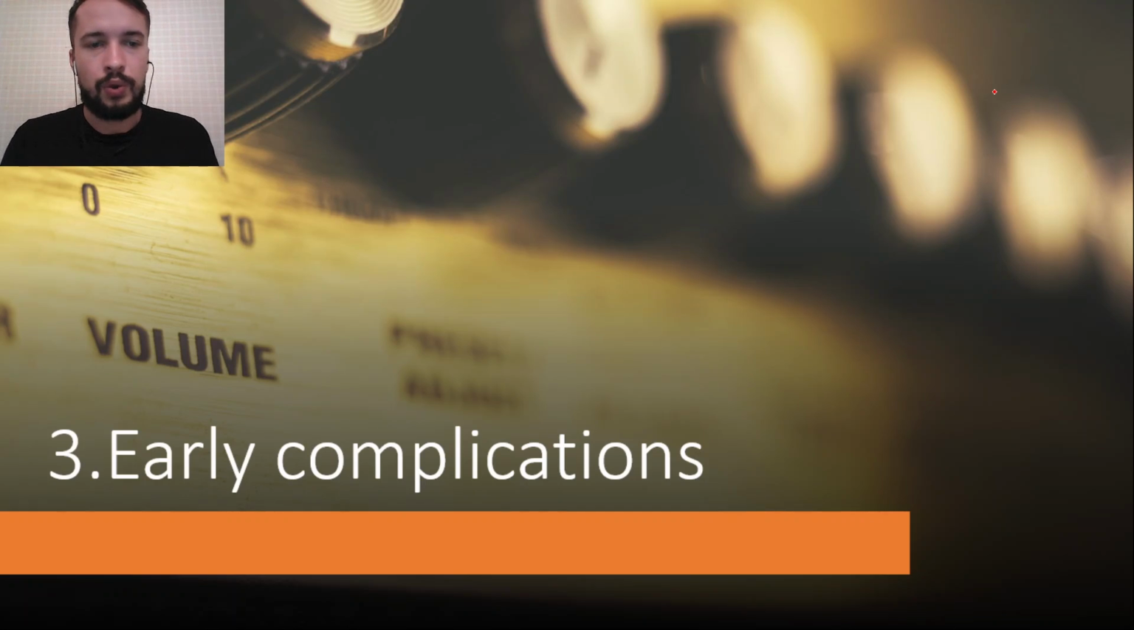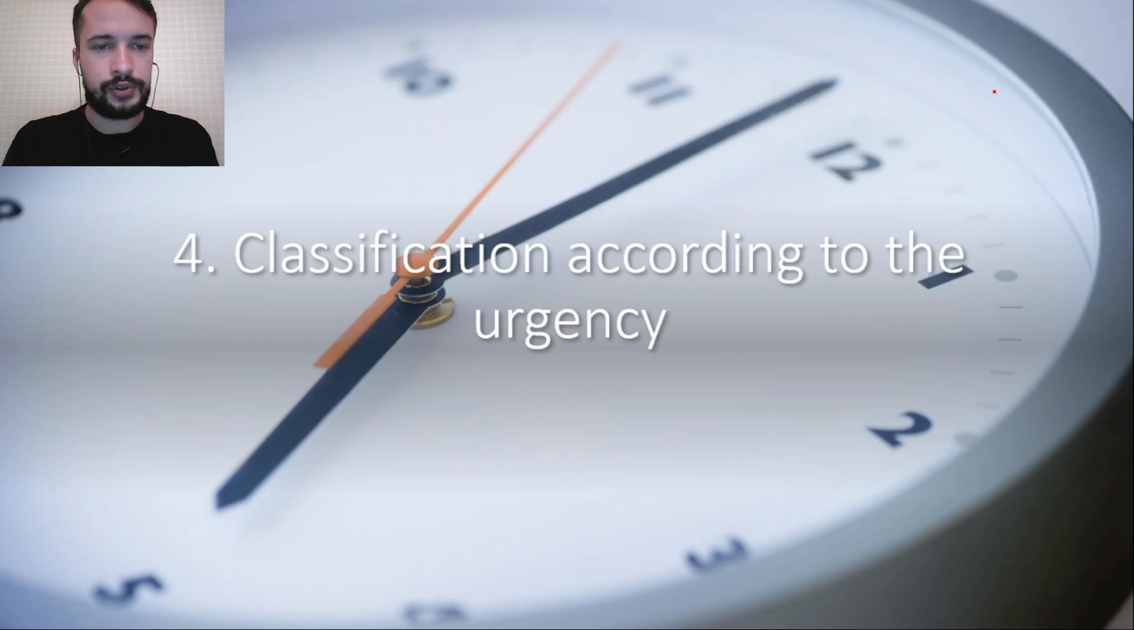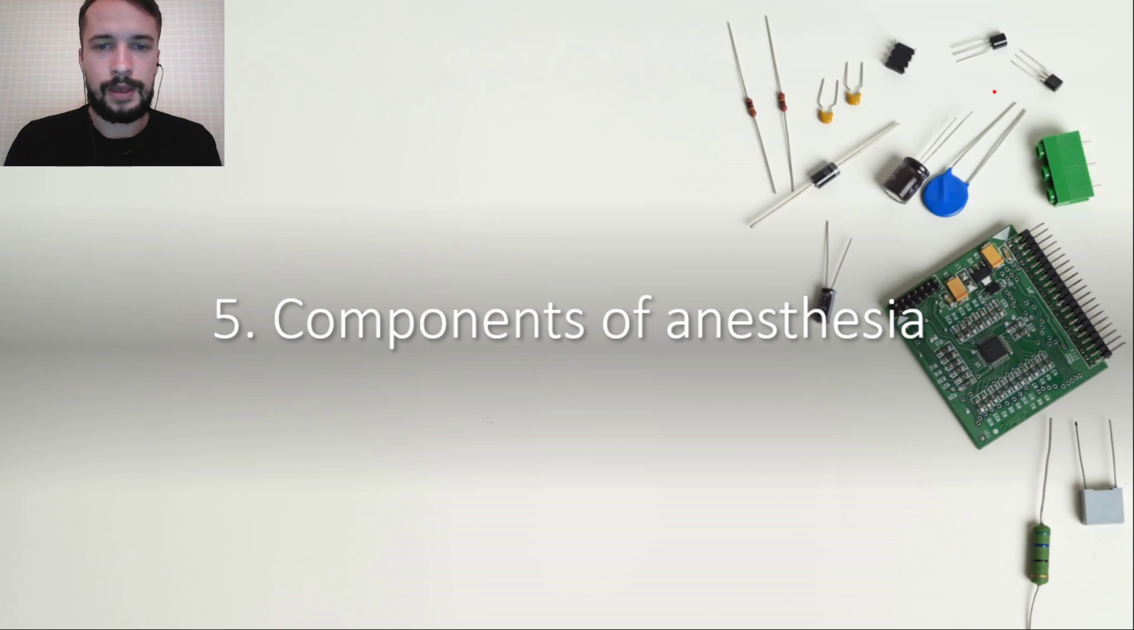Third one, what is early complication in postoperative period? Fourth, classification according to urgency. It's classification of operations, 3 types of operation. Please write in comments. And fifth, components of anesthesia. You need to remember what components have all types of anesthesia.